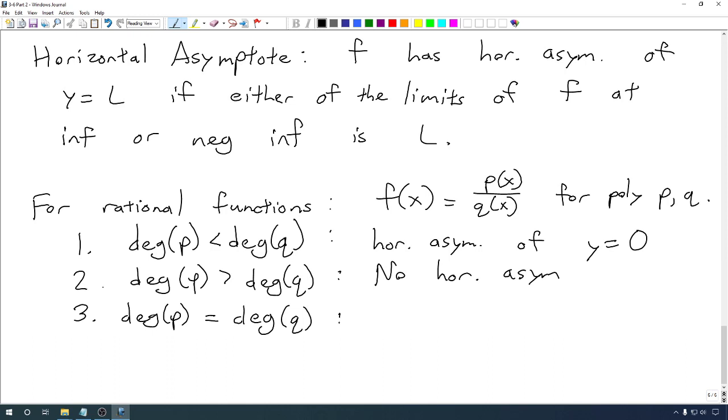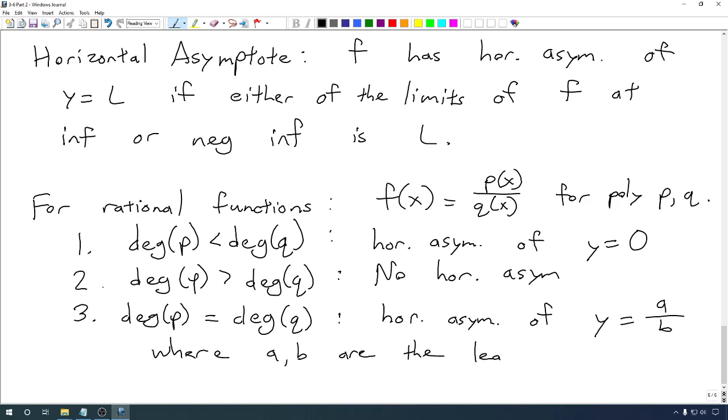So in the case where we do have equal degrees, we have a horizontal asymptote of y equals a over b, where a and b are the leading coefficients of p and q.